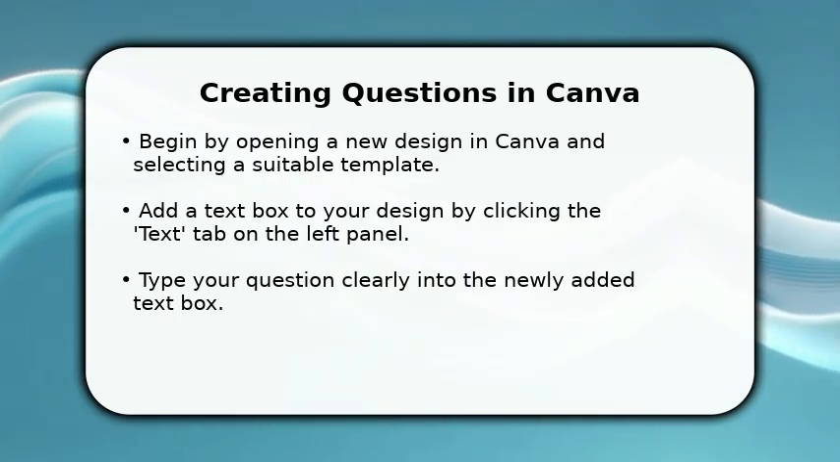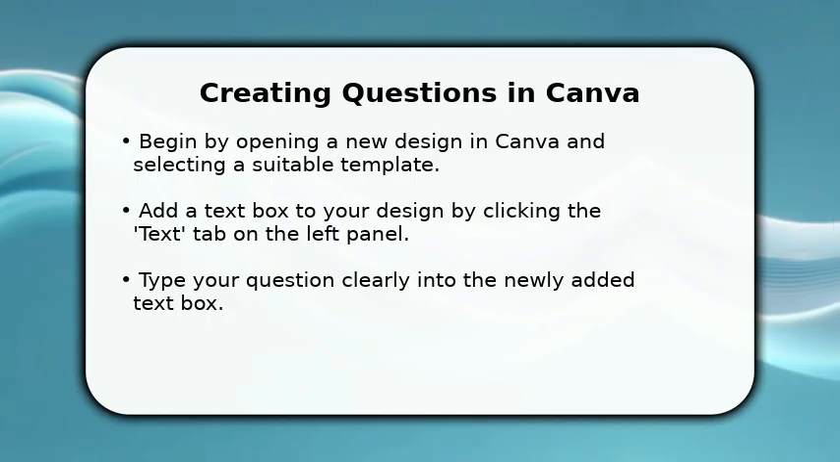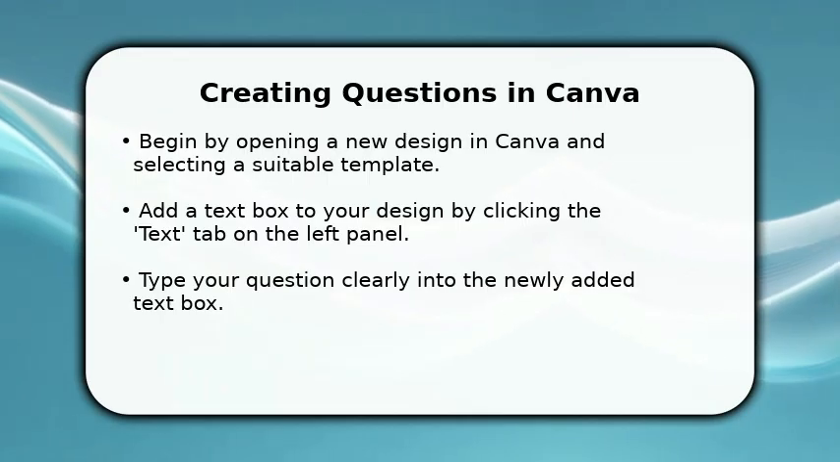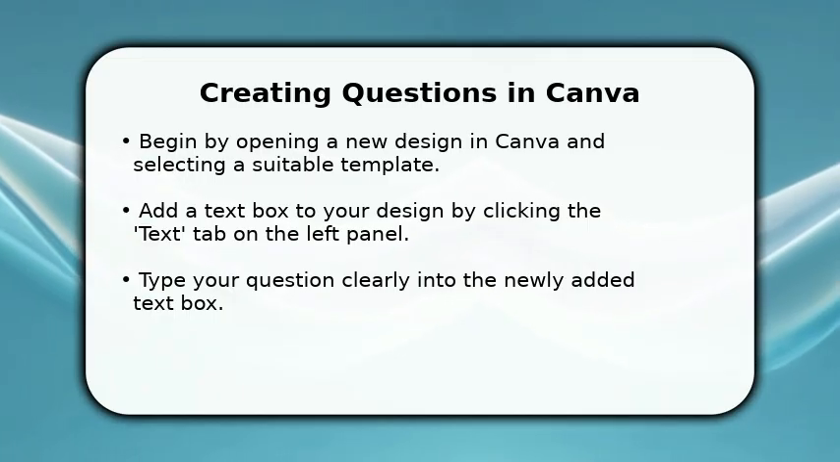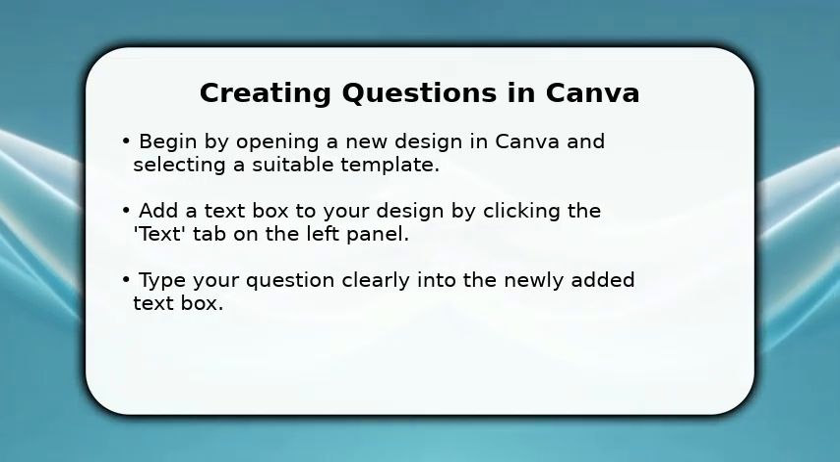Then, select Add a heading or add a subheading to place a text box onto your canvas. Type your question directly into this box. You can easily change the font, size, and color using the toolbar at the top.